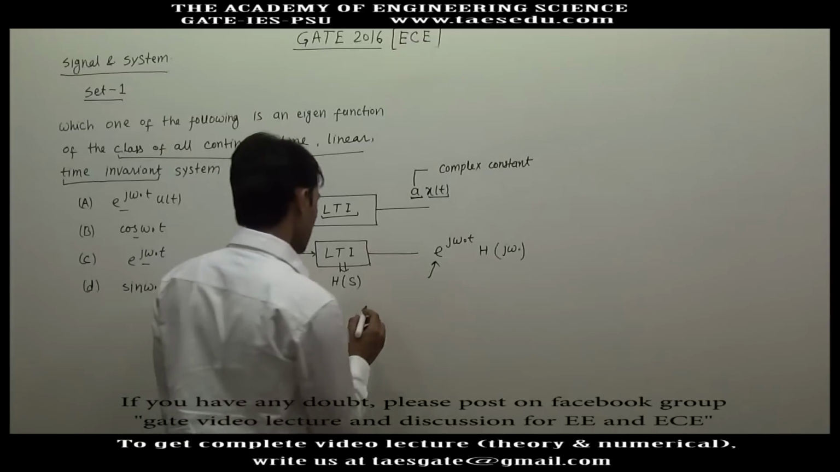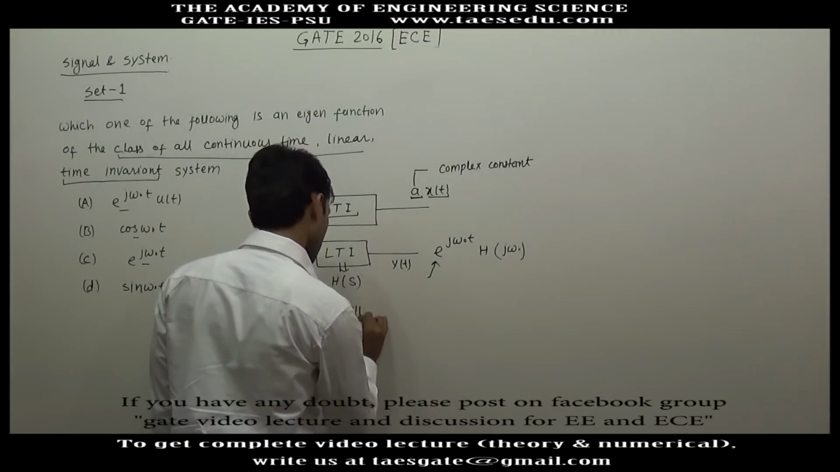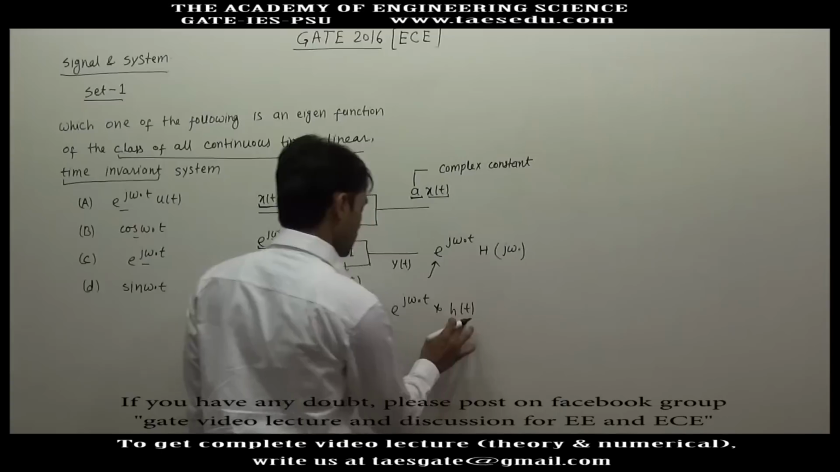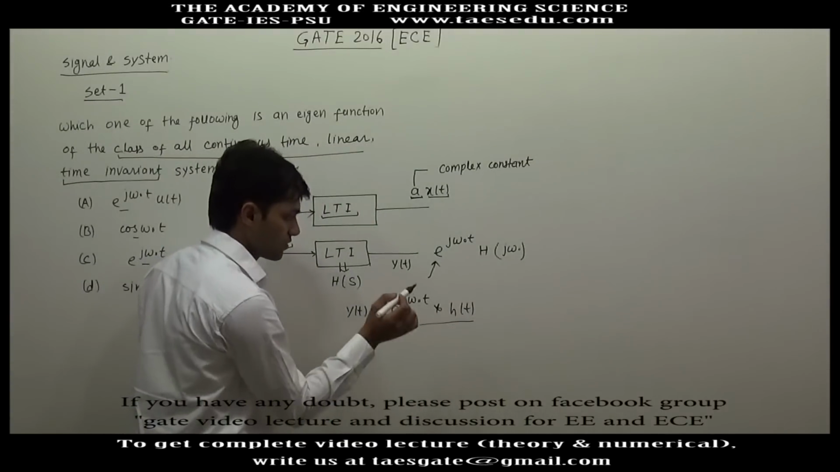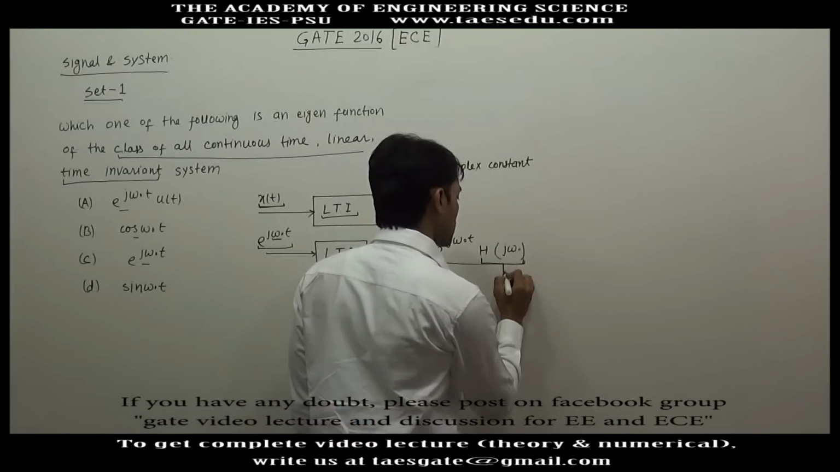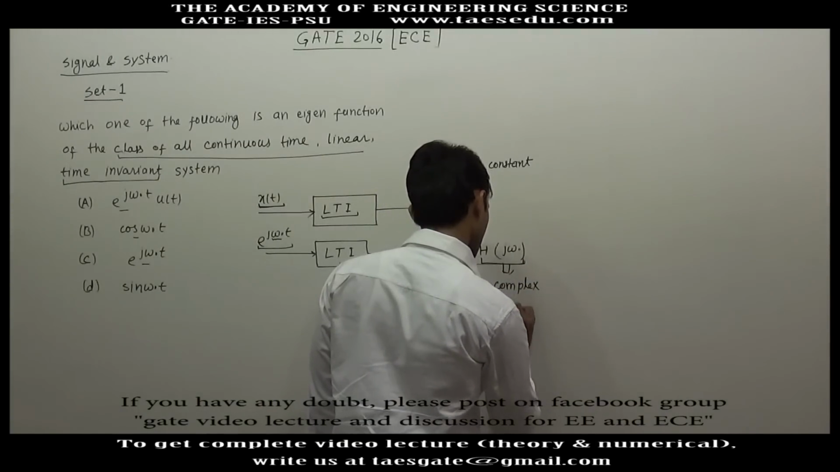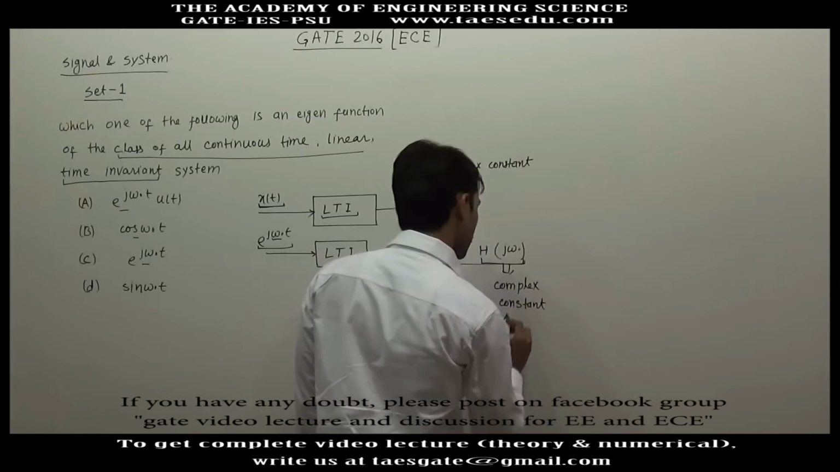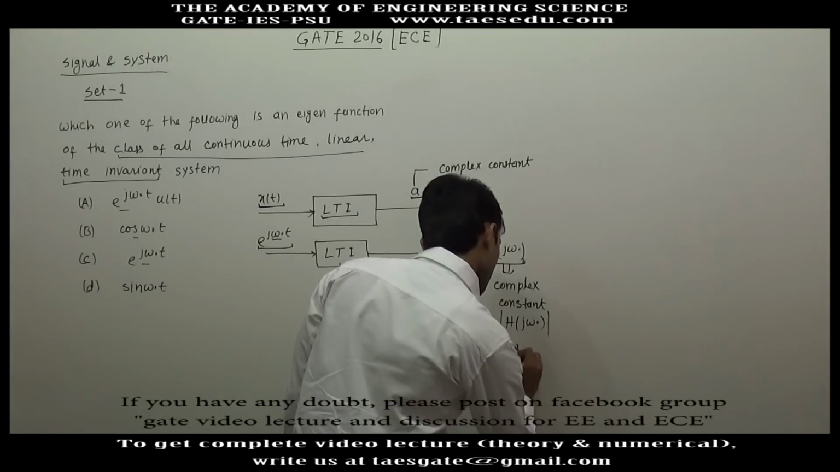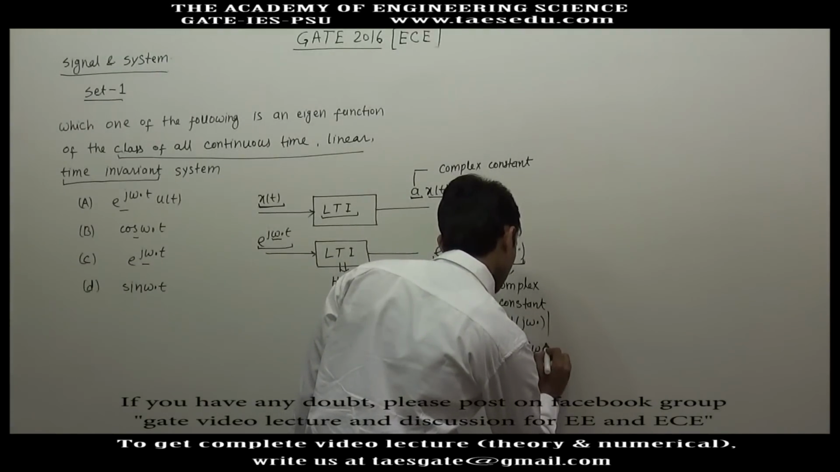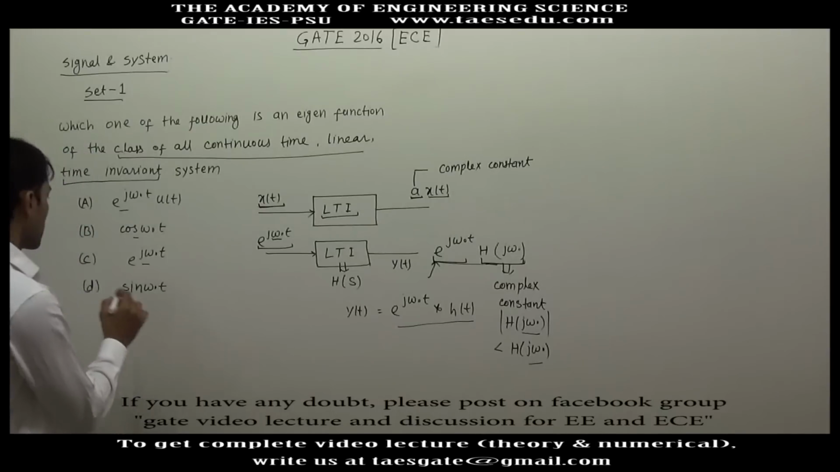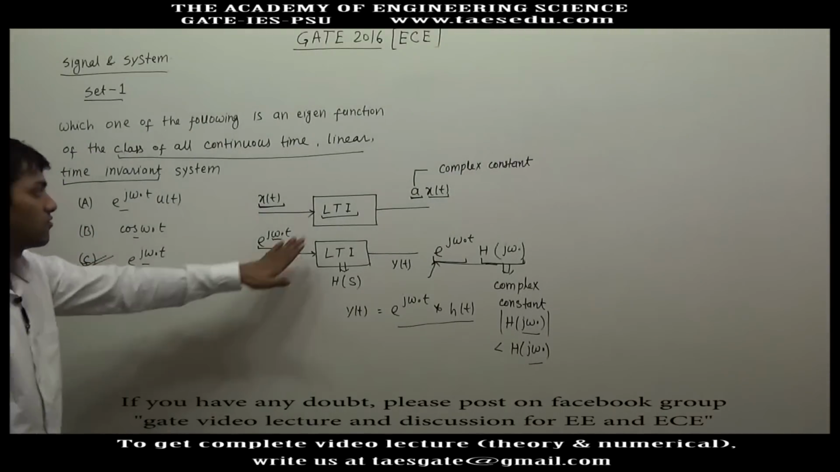Actually, the output y(t) will be e to the power j omega naught t convolved with h(t), the impulse response. When we write down the formula for convolution, we get this type of output, where H(j omega naught) is a complex constant. It will have some magnitude of H(j omega), and it will also have some angle. So for e to the power j omega naught t, the output is some constant times the same input. So e to the power j omega naught t is an eigenfunction of an LTI system.